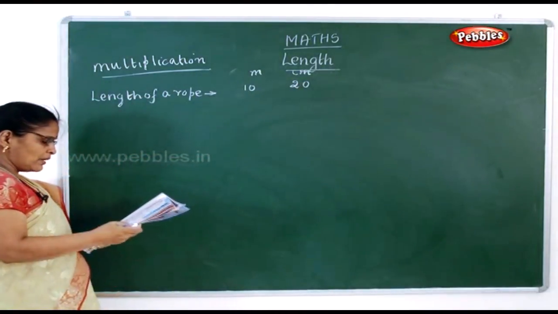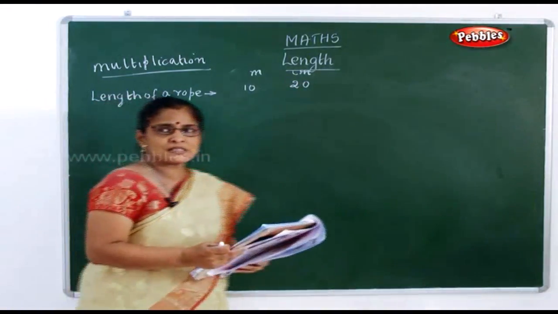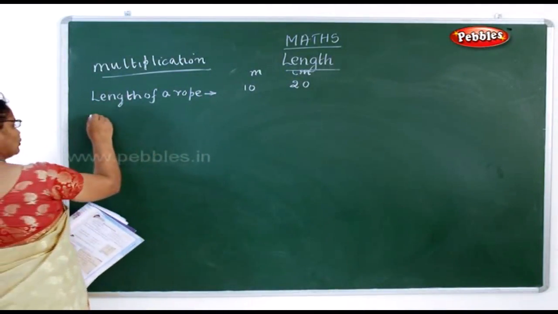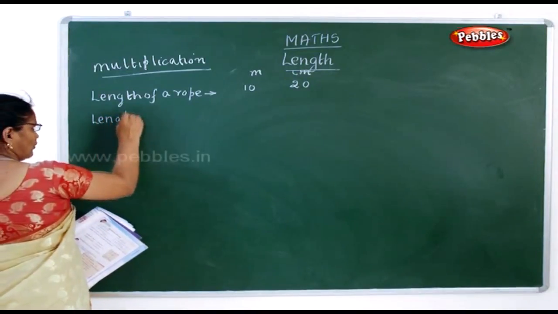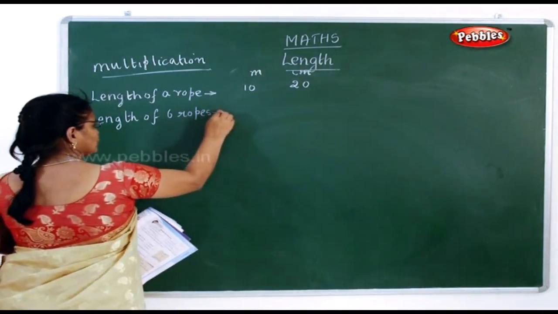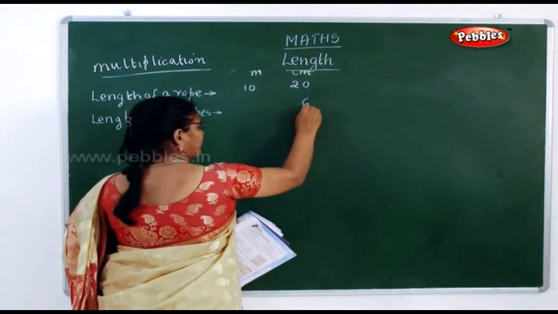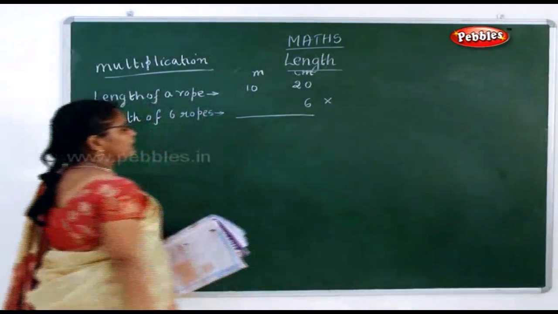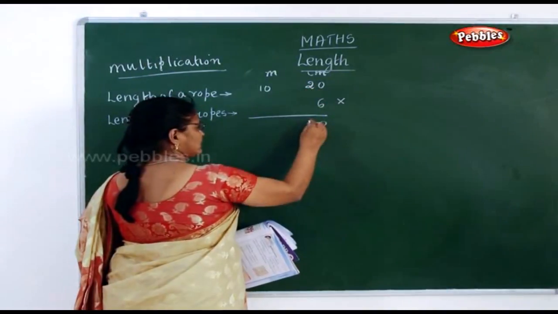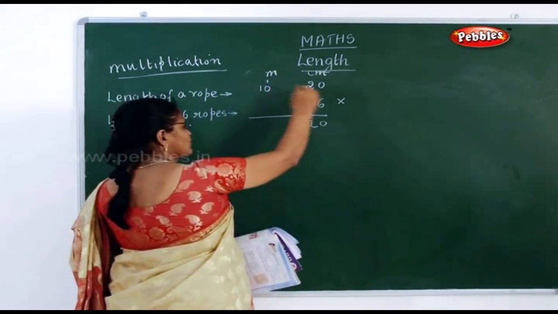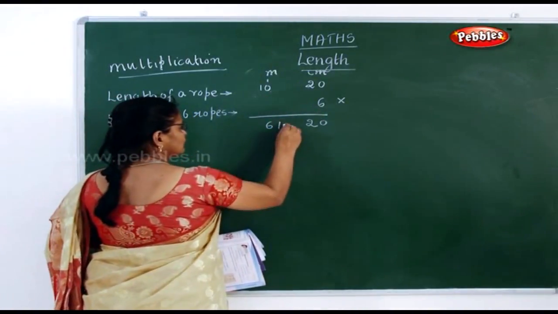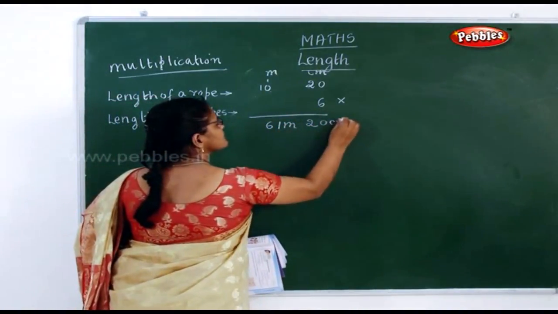The question is, what will be the length of 6 such ropes? Now here you have to multiply. You have to write length of 6 ropes. So immediately you have to multiply with 6. Now 0, 6 zeros are 0, 2, 6 twos are 12. Here you have to put 1, 0, 6 zeros are 0, 0 plus 1 is 1, 1, 6 ones are 6. So 61 meter and 20 centimeter.